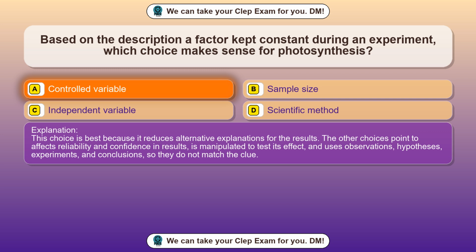This choice is best because it reduces alternative explanations for the results. The other choices point to affects reliability and confidence in results, is manipulated to test its effect, and uses observations, hypotheses, experiments, and conclusions, so they do not match the clue.